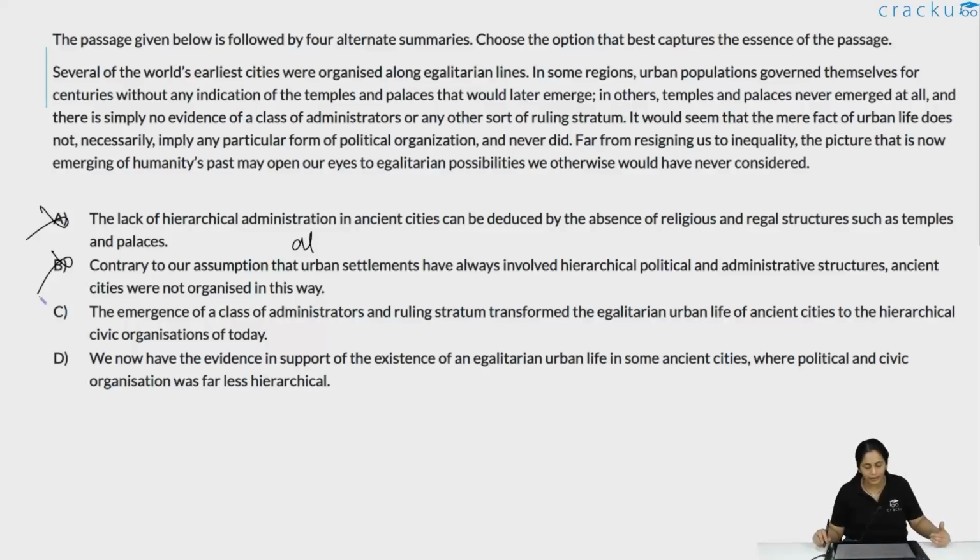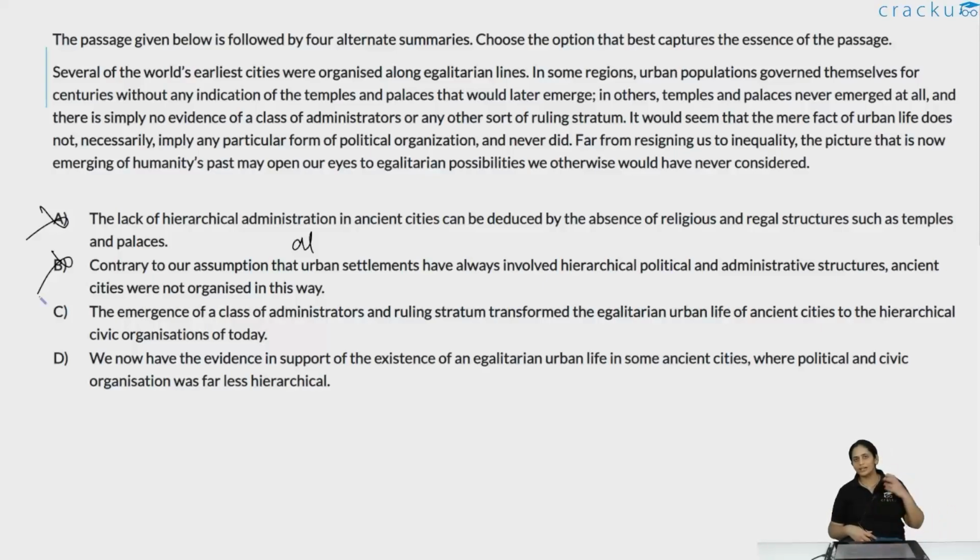The emergence of a class of administrators and ruling stratum transformed the egalitarian urban life of ancient cities to hierarchical civic organizations of today. This is missing, this is incorrect. It's not that the emergence changed the society. The author is basically trying to say the urban life existed without a ruling class, without a hierarchical organization, which means that it can exist and we should try to go towards that. Essentially, the author does not want a hierarchical, he doesn't want a ruling class.